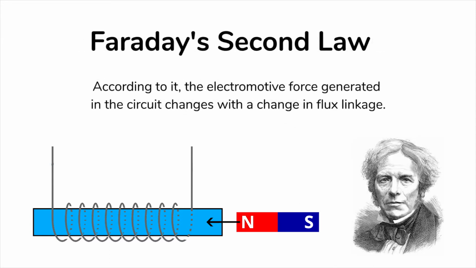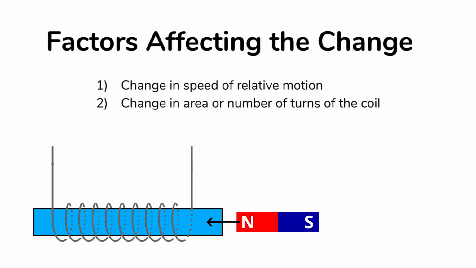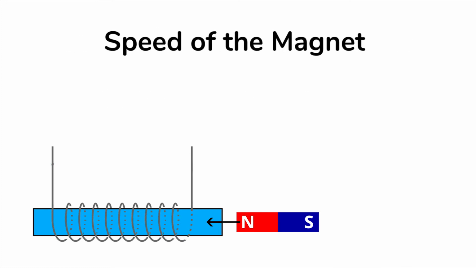Now let's have a look at Faraday's second law of electromagnetic induction. According to it, the electromotive force generated in the circuit changes with the change in flux linkage. Let's have a look at the factors that cause the change. First, the speed of the magnet.